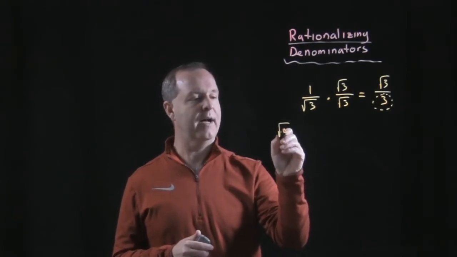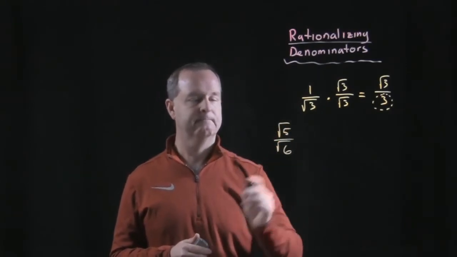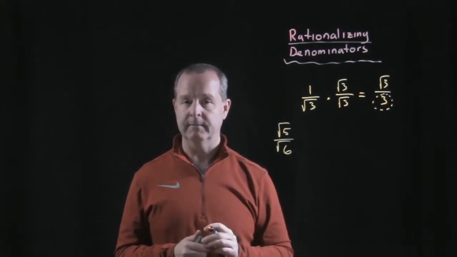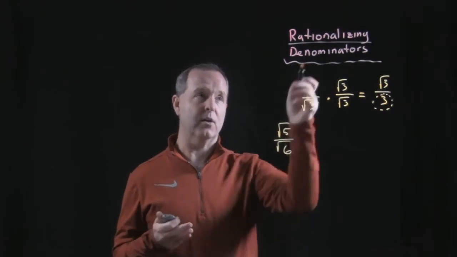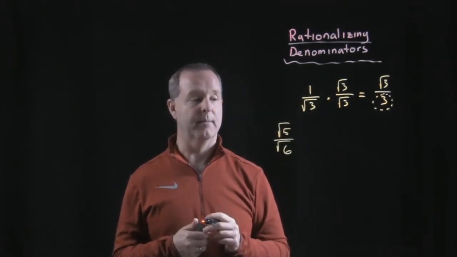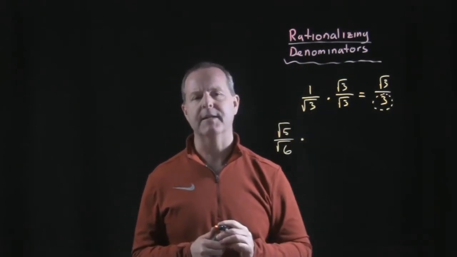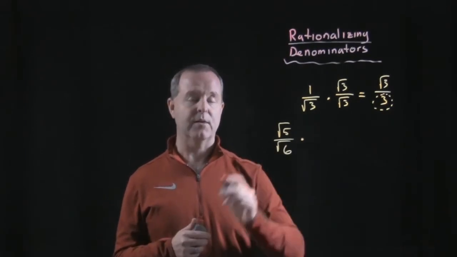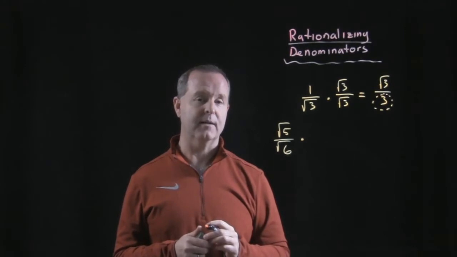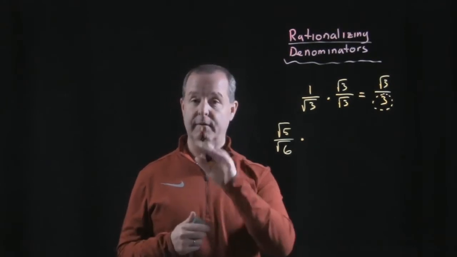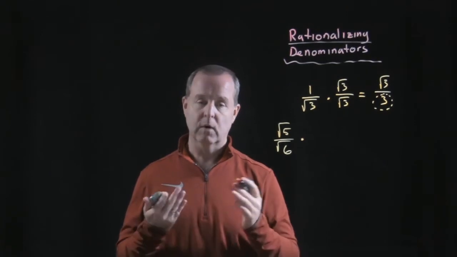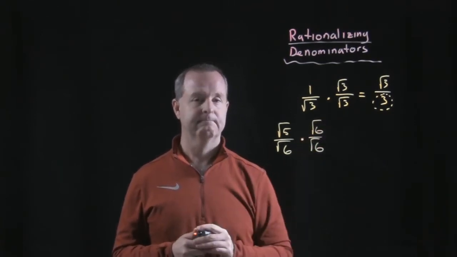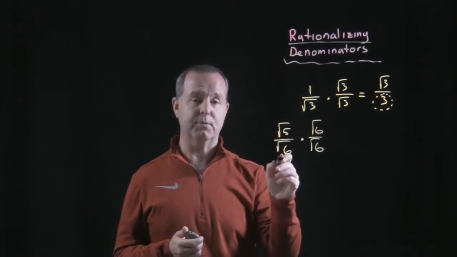Let's look at root 5 over root 6. It's not simplified because I have a root in the denominator. Therefore, I'm going to use this technique called rationalizing the denominator. So I'm going to multiply this by something, a clever version of 1, so that the root 6's will disappear in the denominator. What's your clever version of 1 you're going to use? Well, I'm going to use a root 6 over root 6. Again, just multiplying this expression by 1.